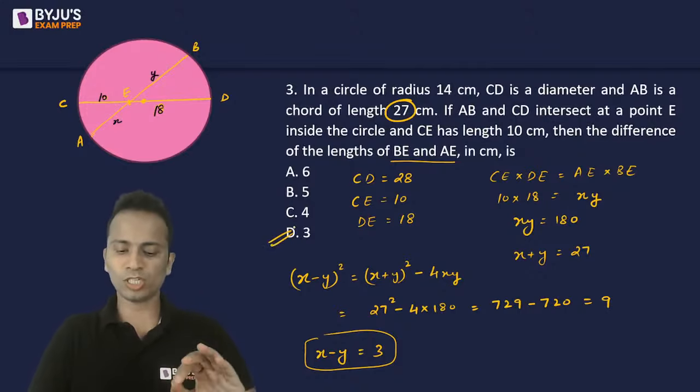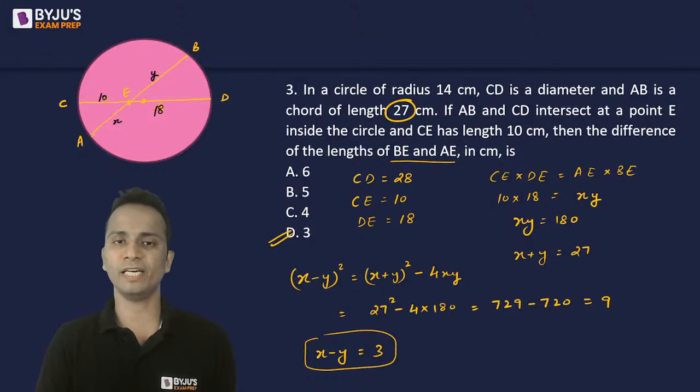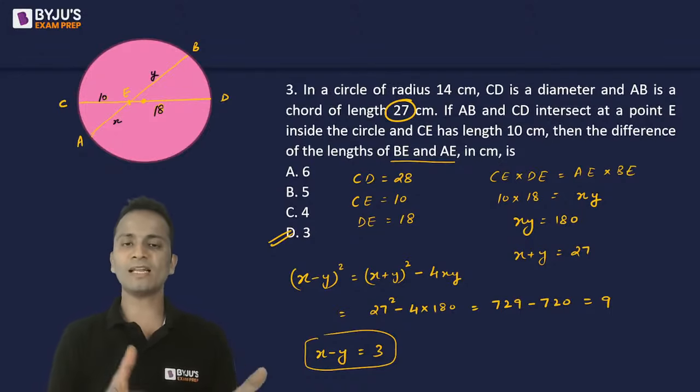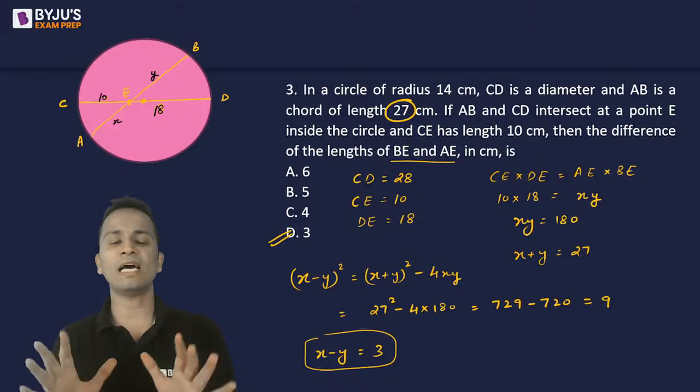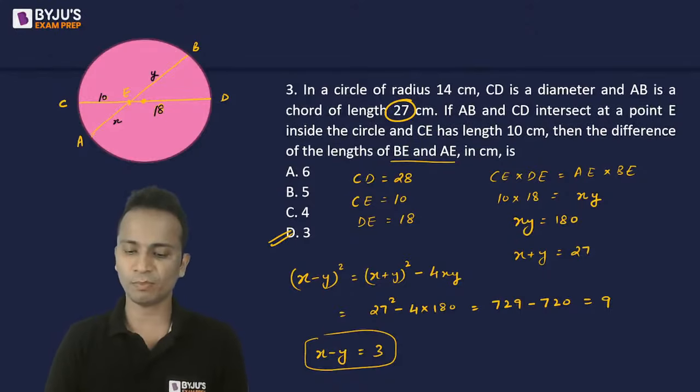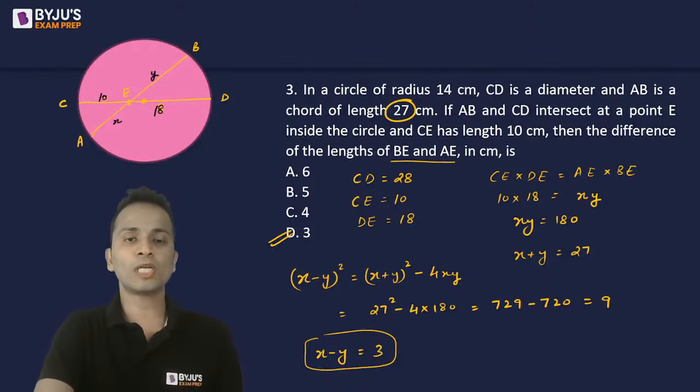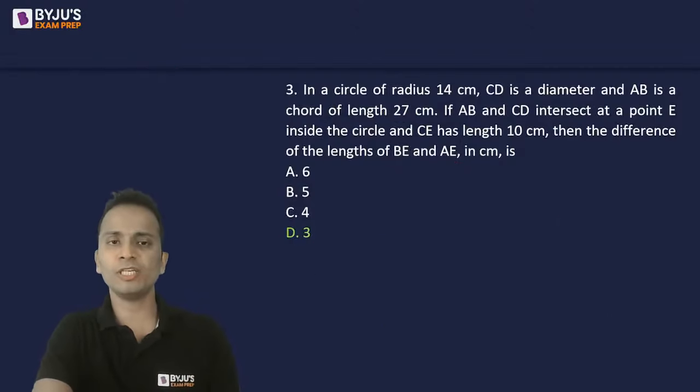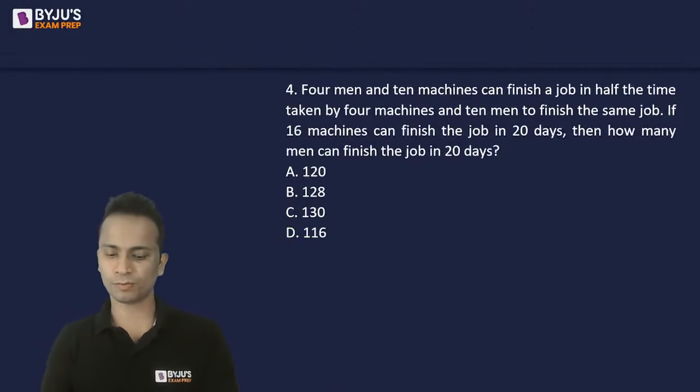But I have used a different method of getting the answer. Okay, so I have not calculated the values of x and y. I have directly calculated the value of x minus y. Okay, so the correct answer here is option D, that is 3. Let's move on to question number 4.